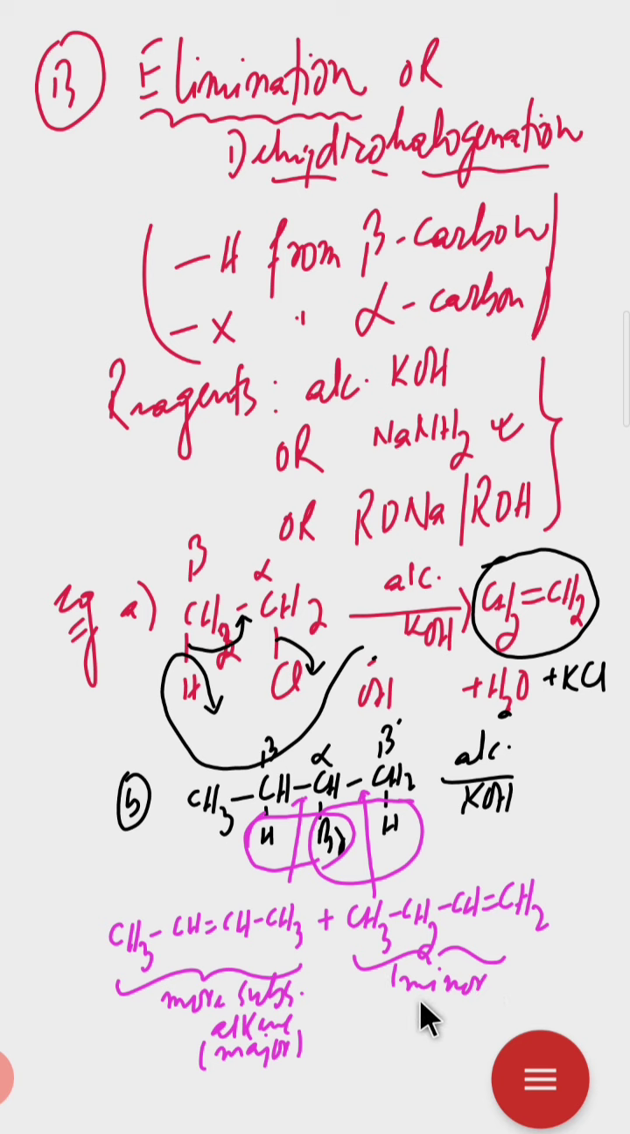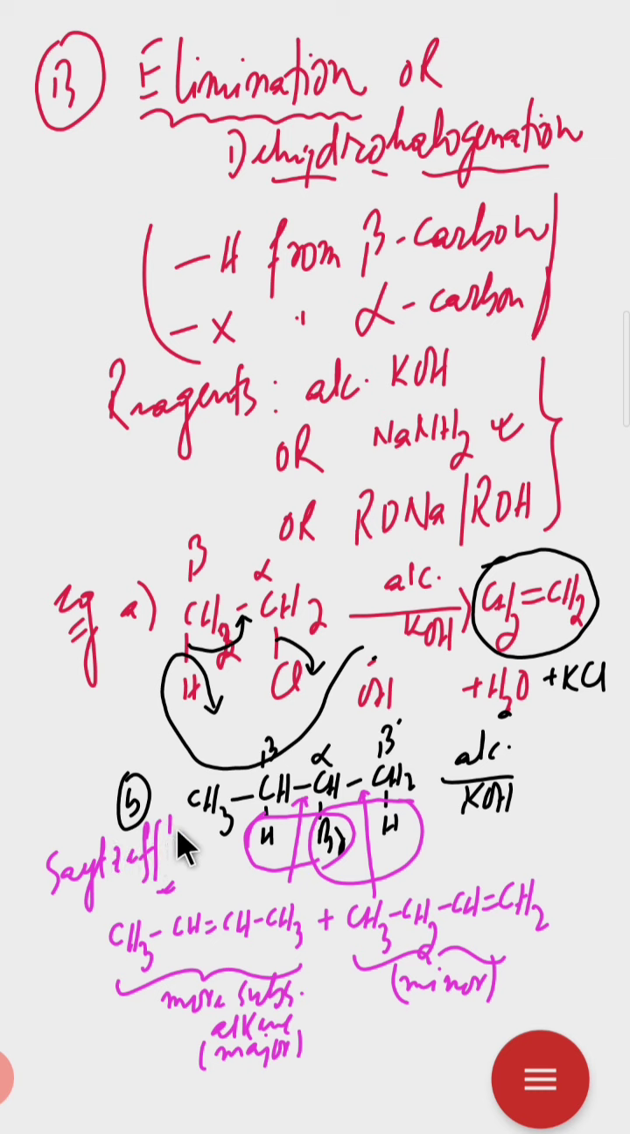So we need to write the major product, and if it is asked in the question to write the minor product also, you need to write this also. But if the question is about the major product only, then you need to write this only. Okay, so this will be major product, and this is according to Saytzeff's rule. This is Saytzeff's rule, right?